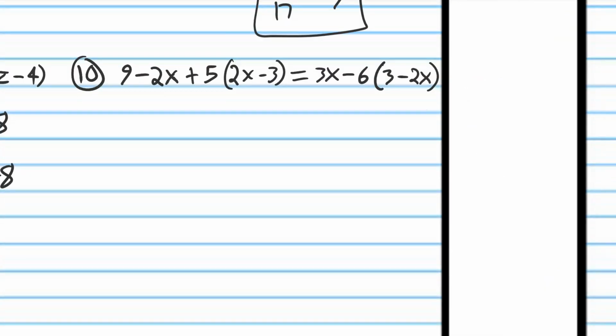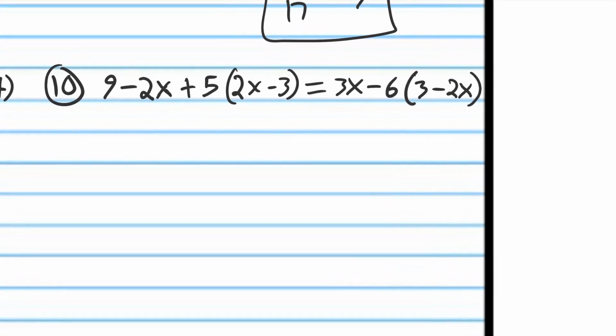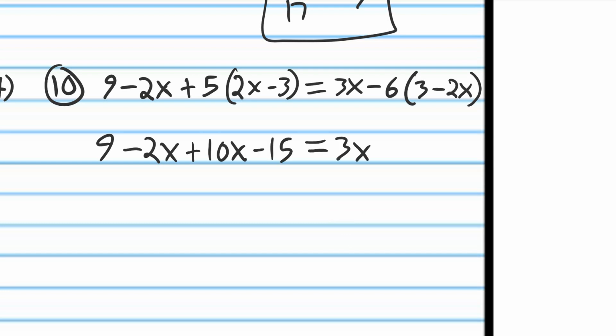All right, try number 10. Whoops, let's see here. Number 10, that looks pretty involved. So do your best, and when you come back, we'll do it together. All right, we're back. 5 times 2x is 10x. 5 times negative 3 is negative 15. Negative 6 times 3 is negative 18. Negative 6 times negative 2x is positive 12x.